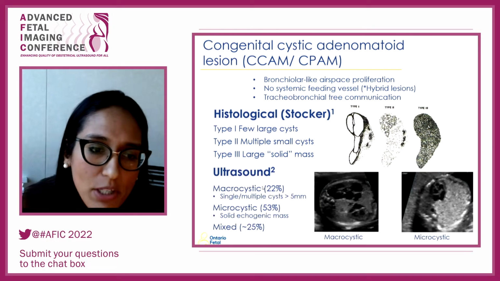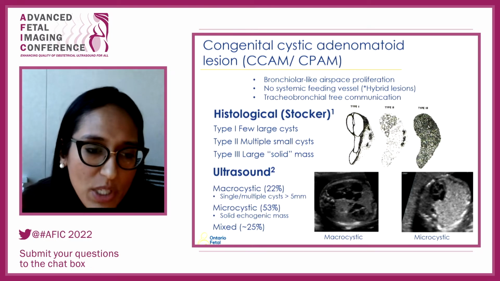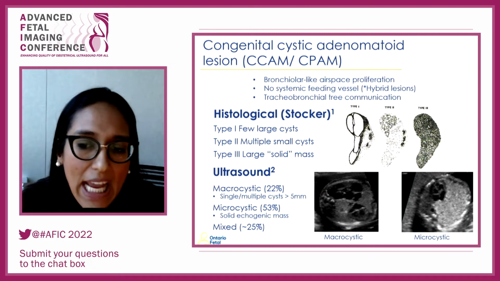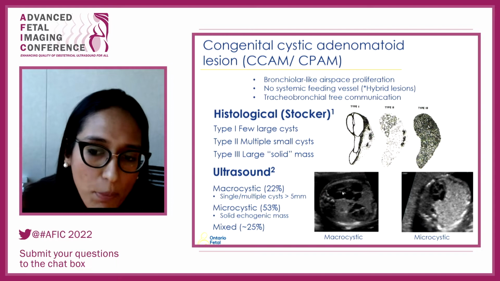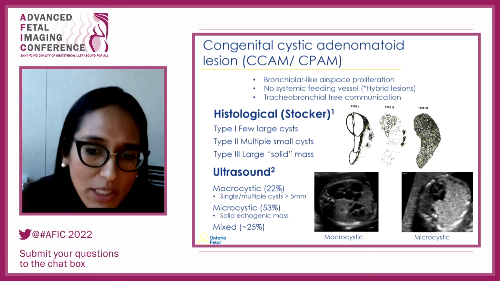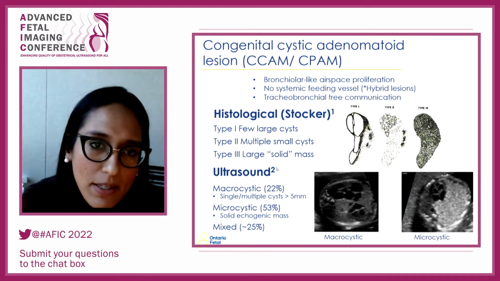But by ultrasound, we only really care whether they're macrocystic or microcystic. So by ultrasound, if we see cysts larger than 5 millimeters, we call them macrocystic CCAM. If they're large, echogenic, where you don't actually see the cyst, these are microcystic. And a small proportion, or not small, about a quarter, will actually be mixed, where they have a bit of a solid appearance and a macrocystic type appearance.